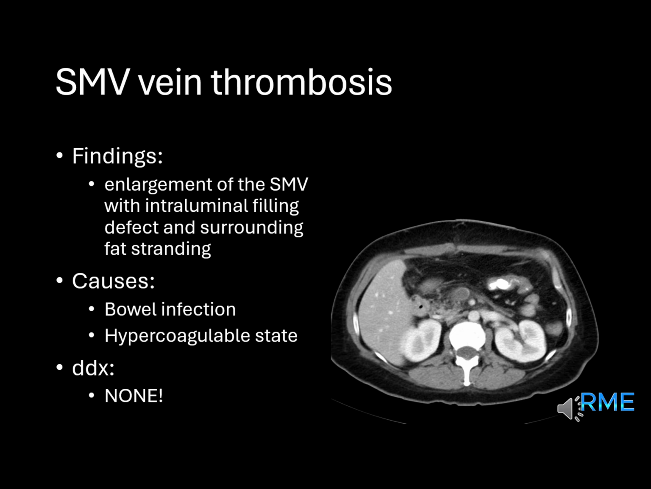causing inflammation around it. Differential diagnoses include bowel infection and hypercoagulable states, but the presentation is quite classic for thrombosis. To further evaluate, a Doppler ultrasound or contrast-enhanced CT scan can confirm the diagnosis. Management involves anticoagulation therapy to prevent further thrombus formation. Let's move to the next case.